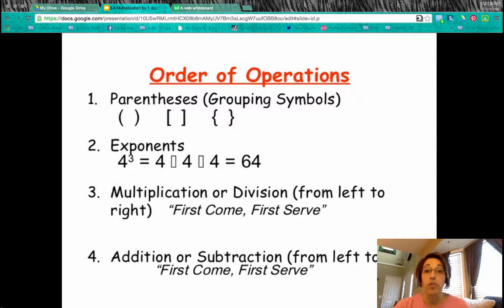Now remember, in 5th grade we'll be working with a base of 10. If you'd like to stretch yourself for the level 4, of course, try this example with 4 cubed.